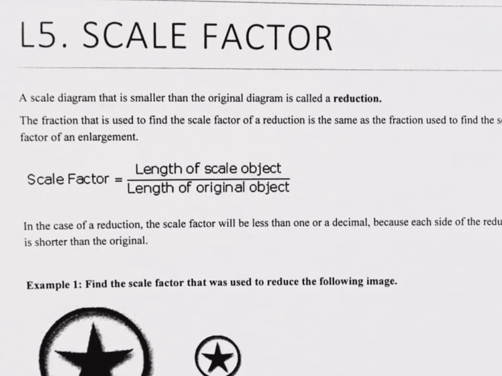Okay, so a scale diagram is usually smaller than the original. And when it's smaller, we call that a reduction. Okay, it's just, we're shrinking it. Think of a photocopier. We're just reducing the size of the original object. So the fraction that is used to find the scale factor for a reduction is the same fraction if we do an enlargement. So this is our formula.